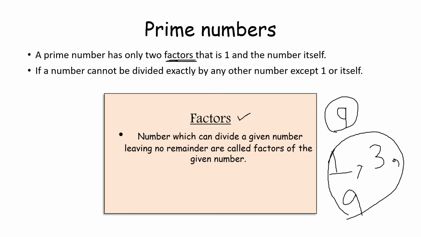And the prime numbers are those numbers which have only two factors, that is 1 and the number itself. If a number cannot be divided exactly by any other number except 1 or itself, then that is a prime number. Means any number which has only two factors, that is 1 and that number itself. So those numbers are called prime numbers. Let's consider some examples.